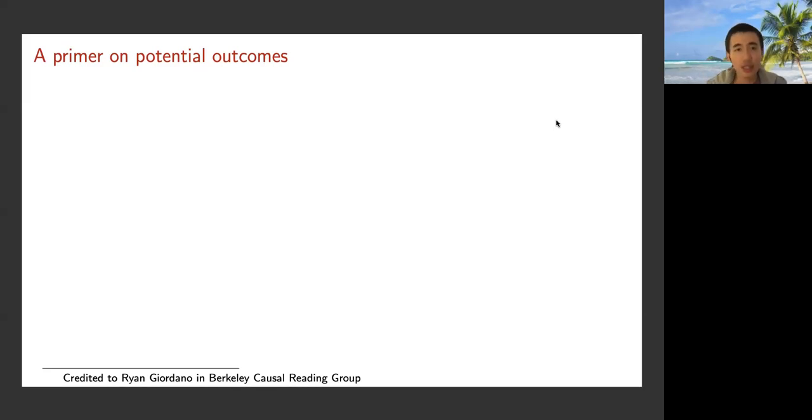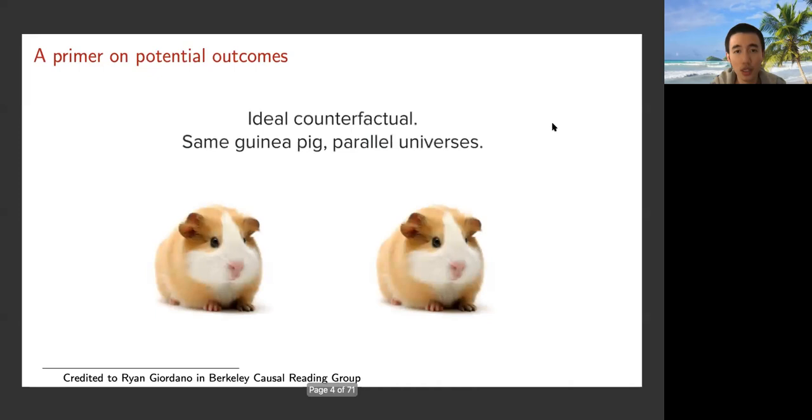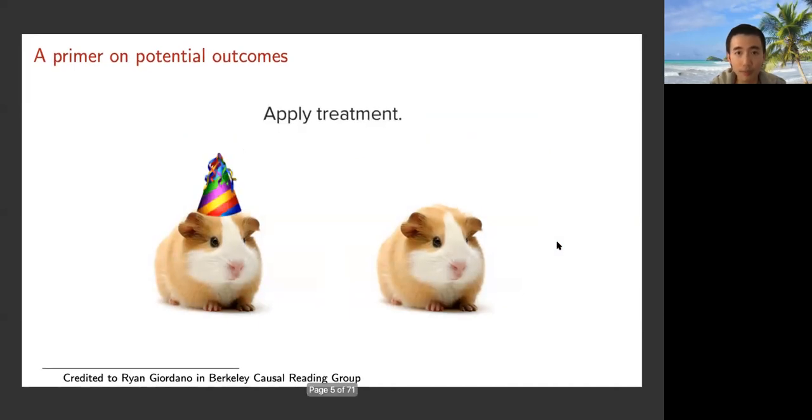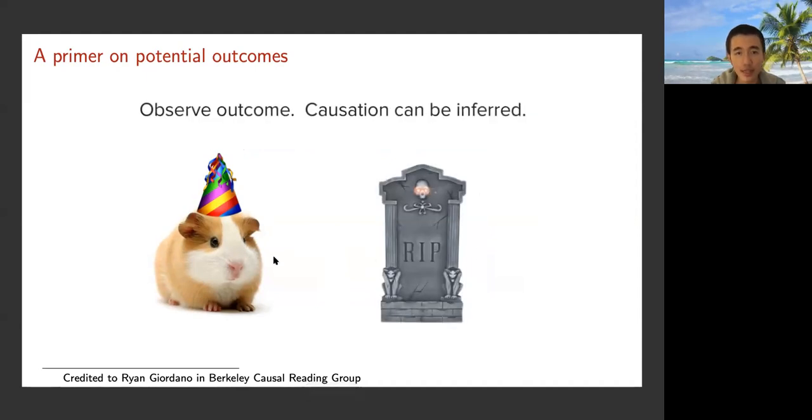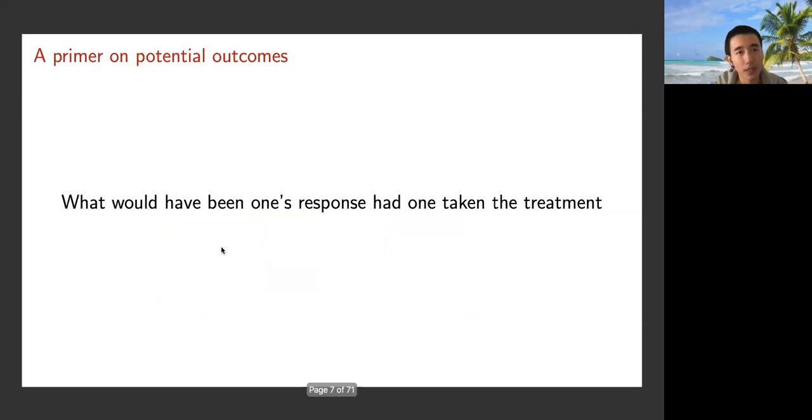Just to make sure that everybody is on the same page, I will give you a brief primer on potential outcomes. Suppose we have two guinea pigs, and they're identical, but they live in two parallel universes. In one of them, we apply the treatment. After that, we observe the outcomes. When we apply the treatment, we see that the guinea pig survived, and otherwise the guinea pig died. These two outcomes are what we call potential outcomes. In reality, we can only observe one of them, based on whether this guinea pig is receiving the treatment or not. So in words, a potential outcome is what would have been one's response had one taken the treatment.